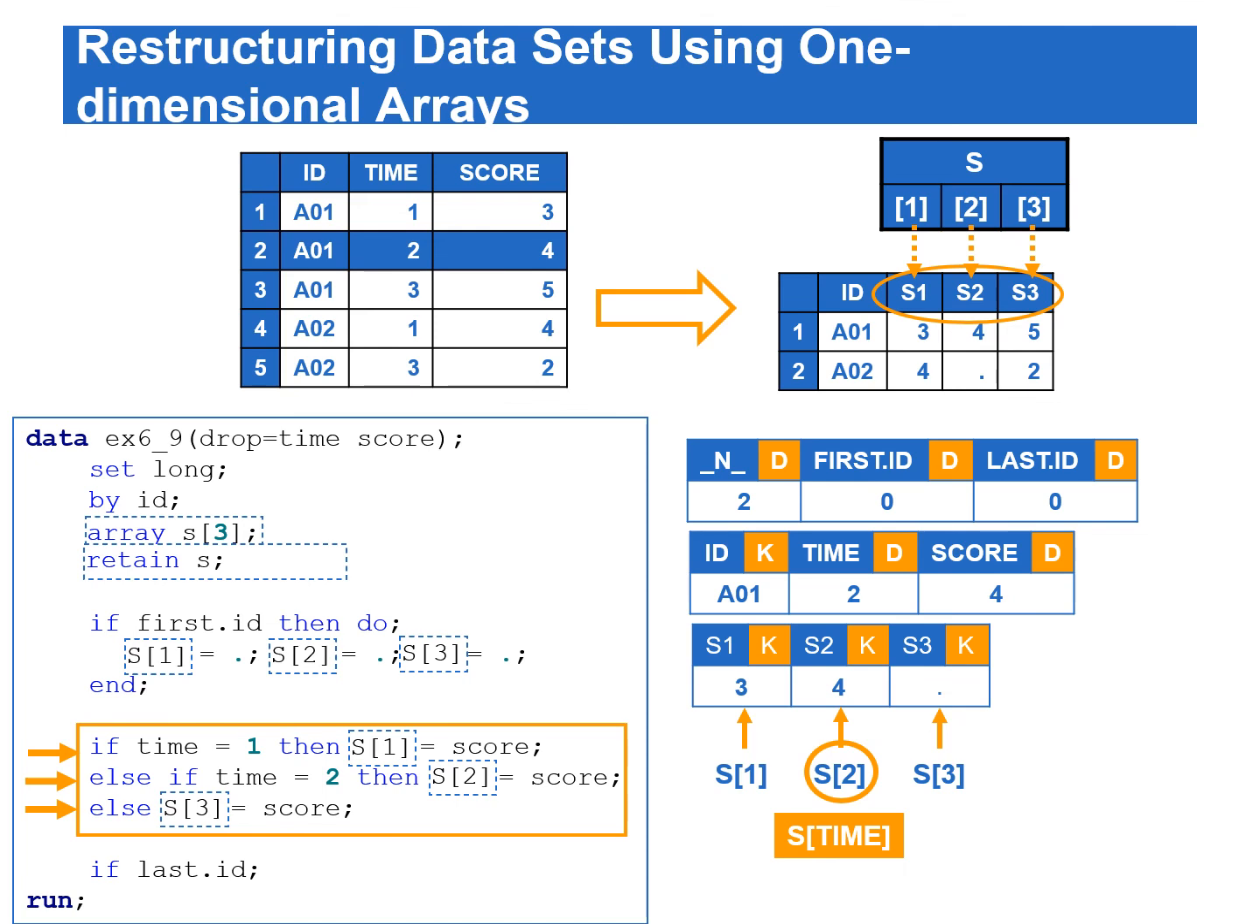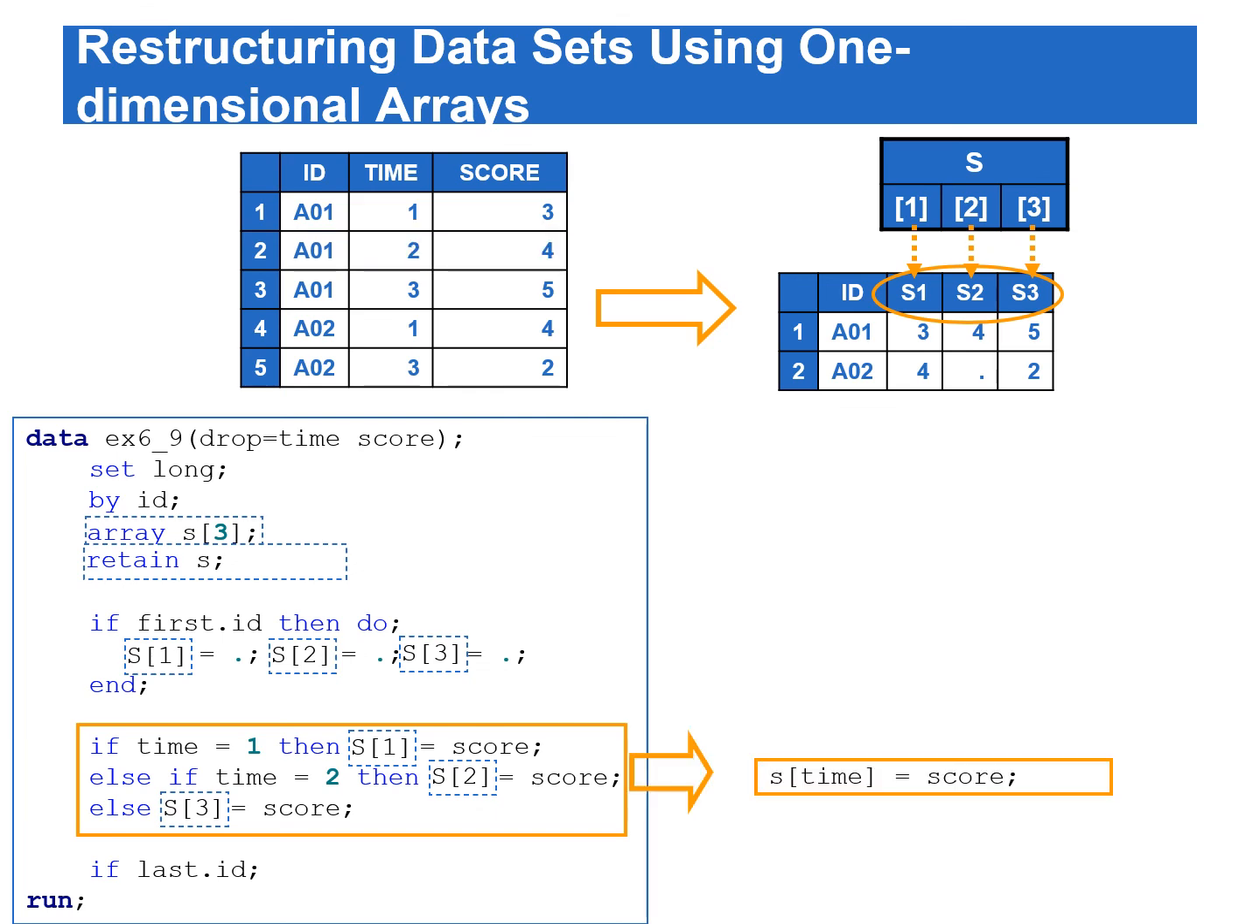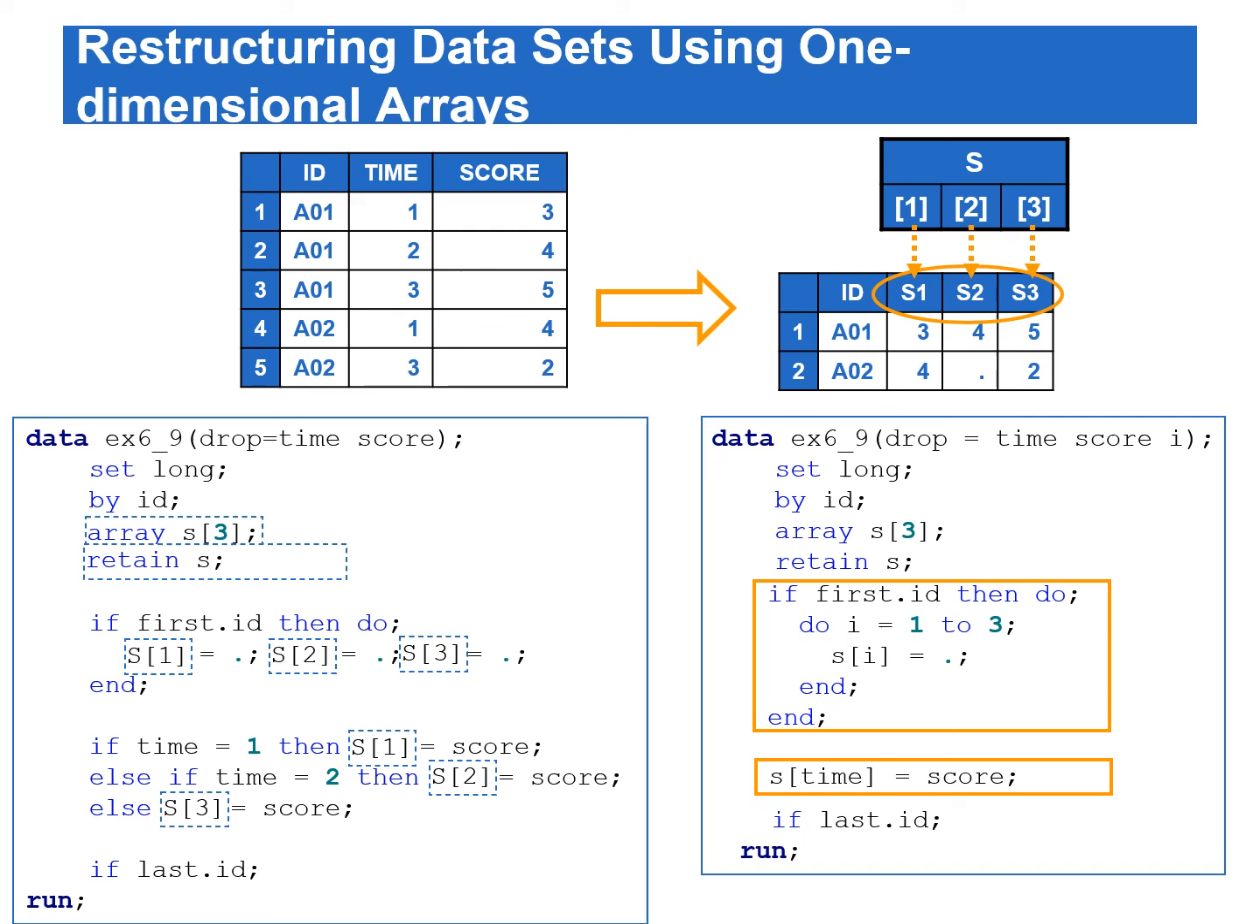When SAS process the second observation, the time variable equals 2 at this point. When the if-then statement executes, S2 is assigned with the value from the score variable. S2 is equivalent to S_time also. Therefore, the multiple if-then statement can be rewritten as S_time equals score. Here's the final version of the code by using array processing.